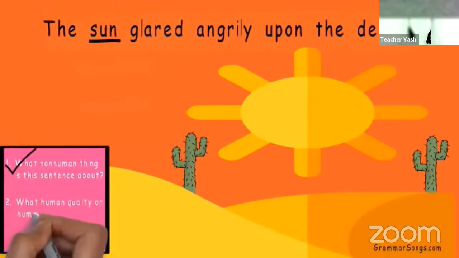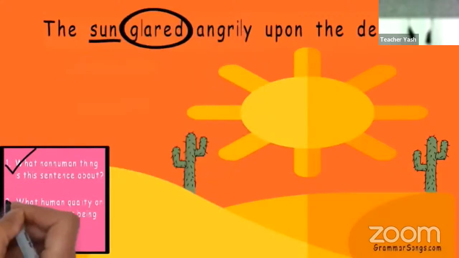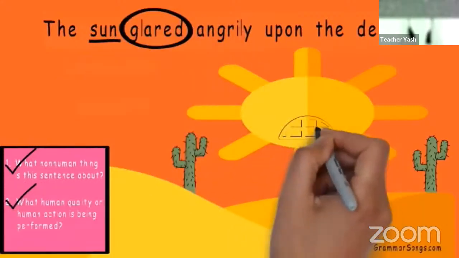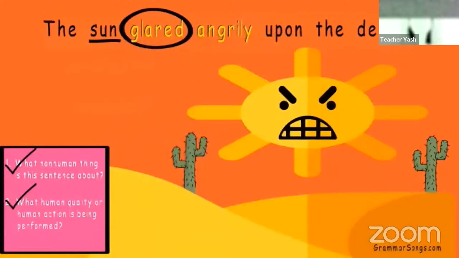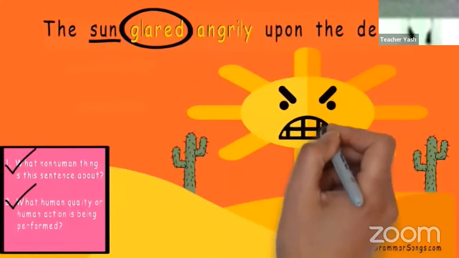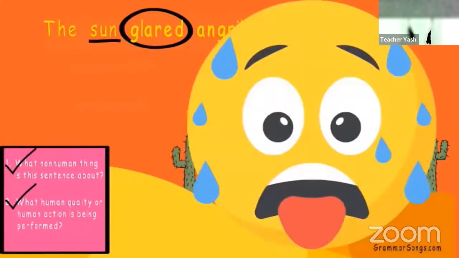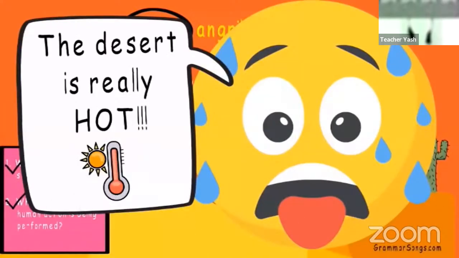Next, we need to find the human quality or human action being performed. Do you see something a person would do that a non-living thing would not? Glare. The sun does not have eyes like a person. The sun cannot glare angrily, since anger is a human emotion. Personification is figurative. The sun is being personified, or given the human quality of glaring angrily or staring in a fierce way. The sun glared angrily upon the desert is a descriptive way of saying the desert is really hot.